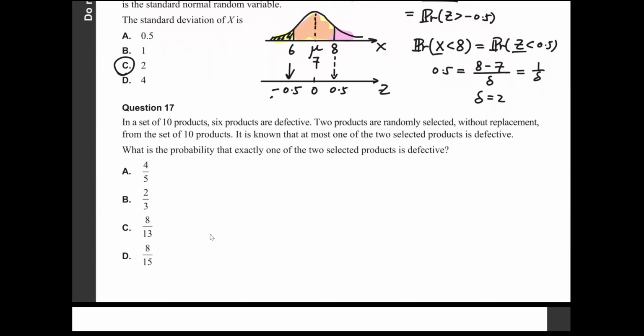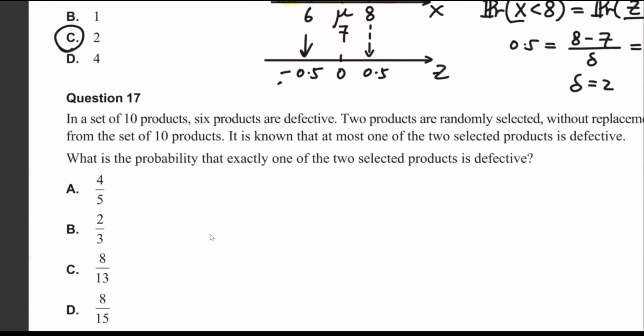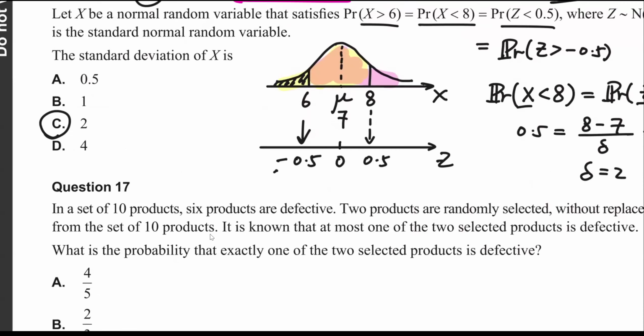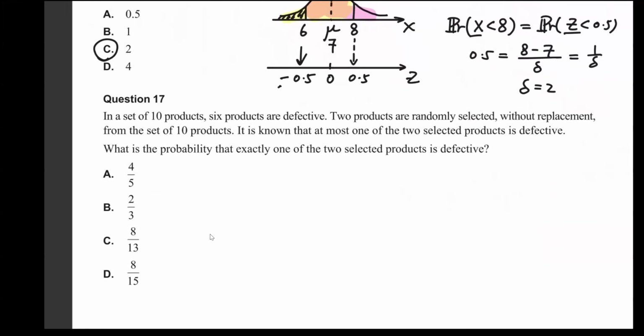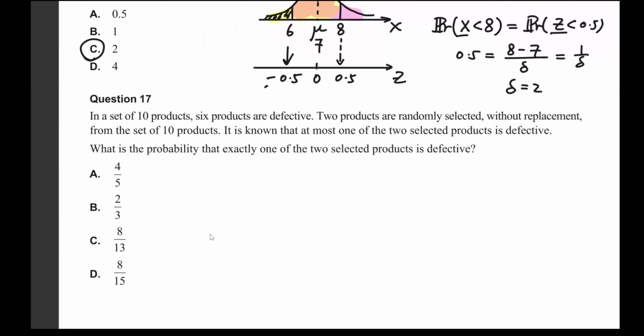In a set of 10 products, 6 products are defective. 2 products are randomly selected without replacement from the set of 10 products. It is known that at most one of the 2 selected products is defective. What is the probability that exactly one of the 2 selected products is defective?